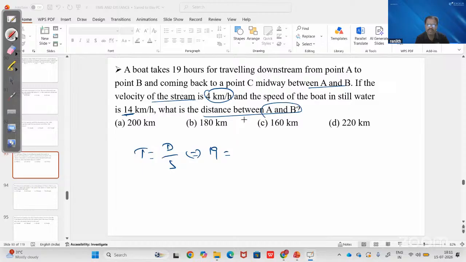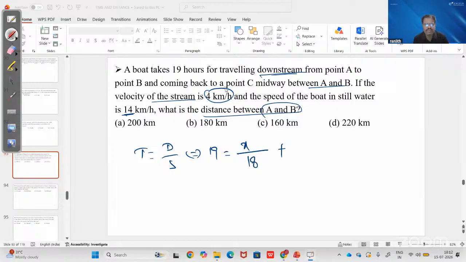So the distance will be A to B, coming back to C. So it is nothing but x divided by speed. A boat takes 19 hours for traveling downstream from A to B. So for downstream, we need to add these two speeds: 14 plus 4 equal to 18.